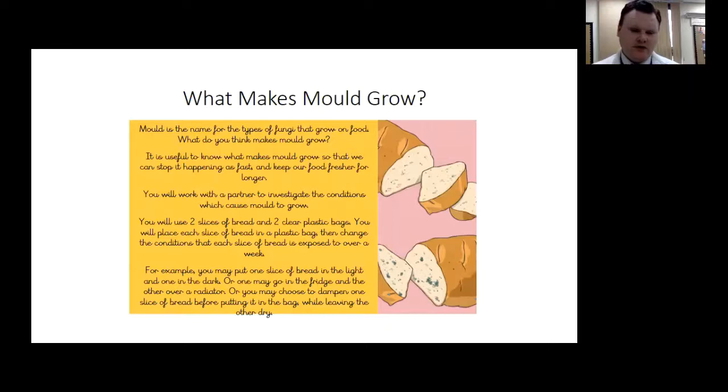What I'd like you to do is change the conditions that each slice of bread are exposed to over a week. So for example, you might place 1 slice of bread in the light and 1 in the dark. You might place 1 in the fridge and 1 over a radiator at home or somewhere warm at home. You may choose to dampen 1 slice of bread before putting it in the bag. You don't have to soak it so that it's dripping wet, just dampen it, see what happens, and leave the other one dry. It's over to you.